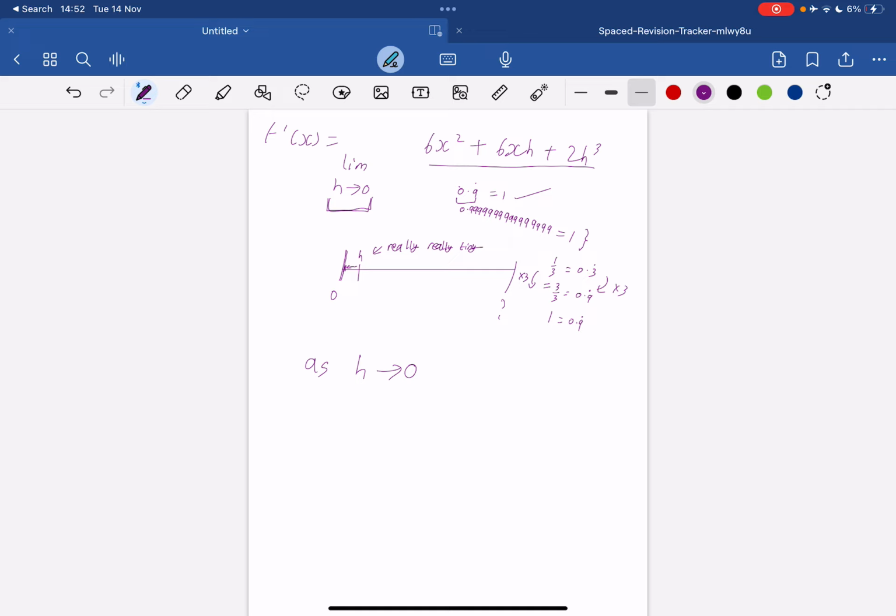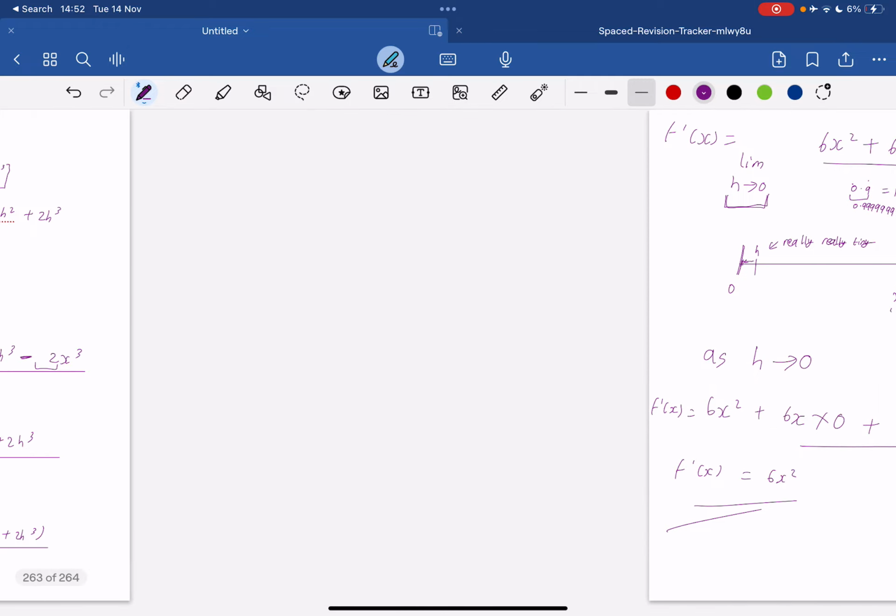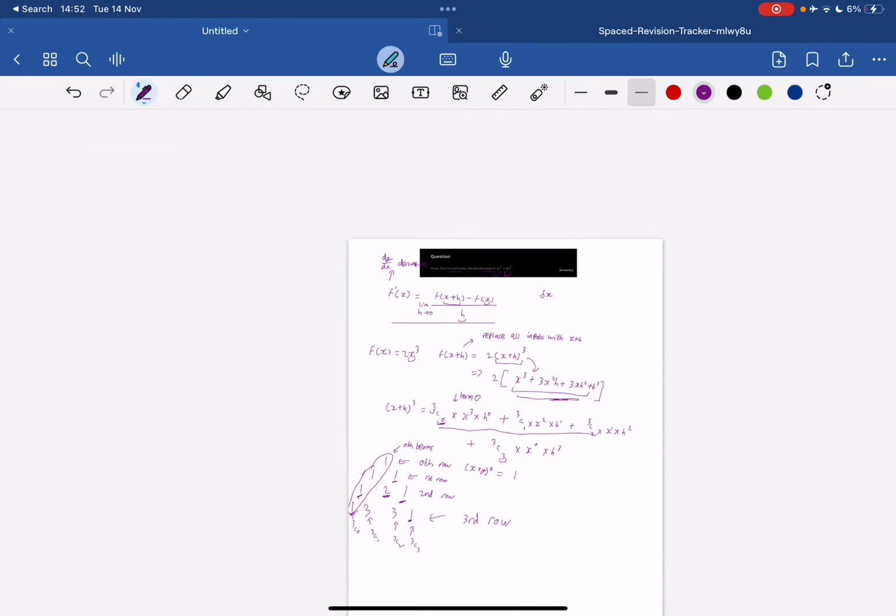So now, what we say is as h approaches 0, because that's the whole point, what happens to this term? This becomes 6x squared plus 6x times 0 plus 2 times 0. These terms cancel out, so they just become 0. So f prime of x equals 6x squared. And that's the answer. That's how you do this question.